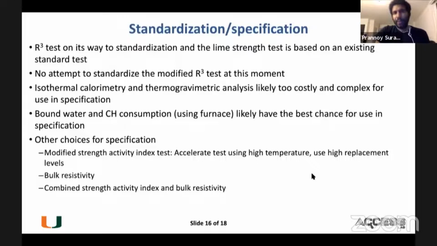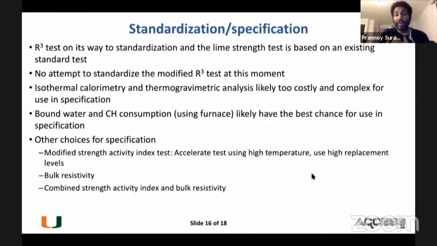Now, let's talk about standardization and specification for just a minute. The R3 test is on its way to standardization. The lime strength test is based on an existing standard test. It should be relatively easy to standardize these. There is, at this moment, no attempt to standardize the modified R3 test.